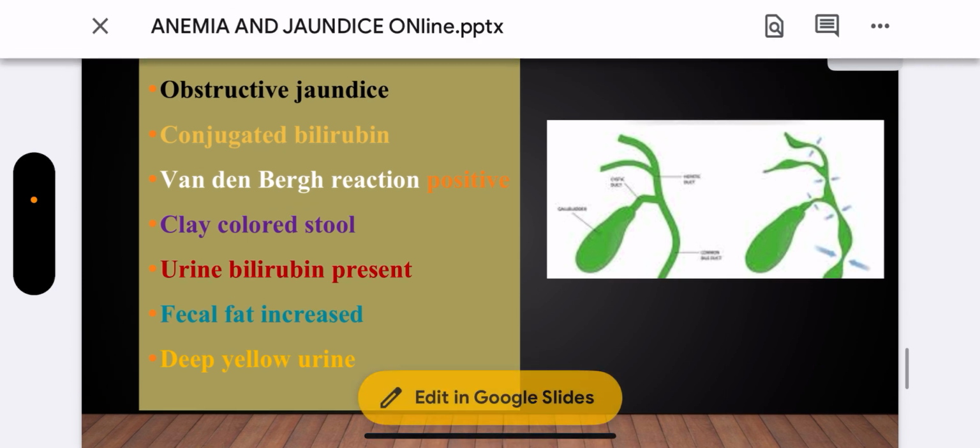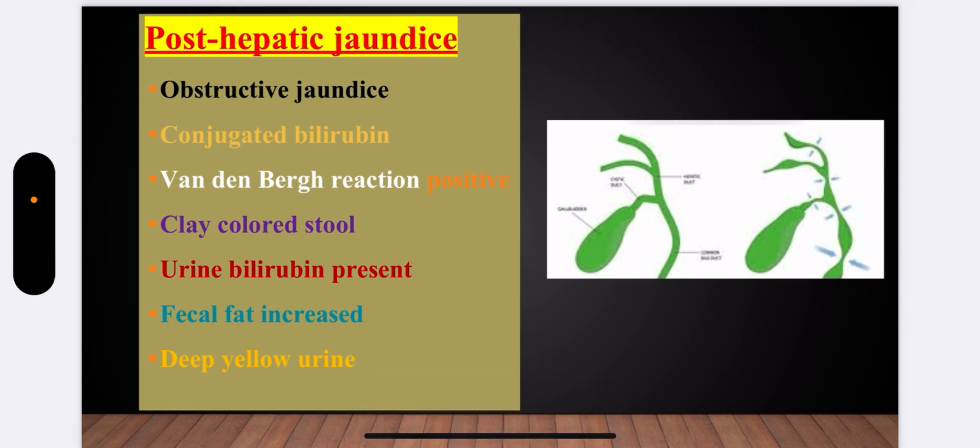The last one is post-hepatic jaundice. In this case, there is obstruction in the bile duct or a blockage in the intercellular biliary canaliculi. The rate of formation of bilirubin is normal, but the bilirubin that is formed cannot pass from blood into the intestine. So there is no urobilinogen absorbed into the blood and none of it is excreted by the kidneys. The urine urobilinogen is absent.